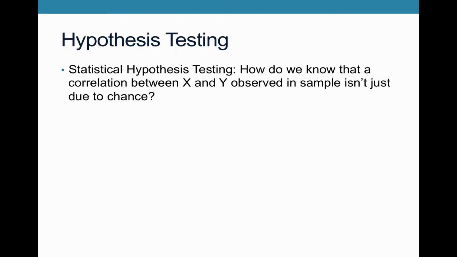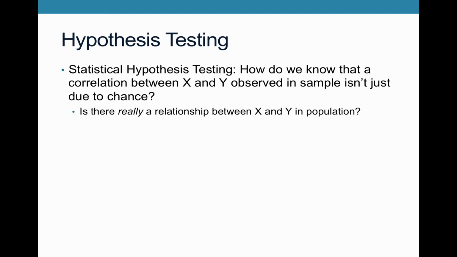So first, what is statistical hypothesis testing? This is how we know whether the correlation between X and Y that we observe in a sample isn't simply due to chance. So is there really a relationship between X and Y in the population? It's not actually testing for causality, despite using the confusing term hypothesis testing. We're just looking to see if there is some sort of correlation, some sort of relationship between X and Y.